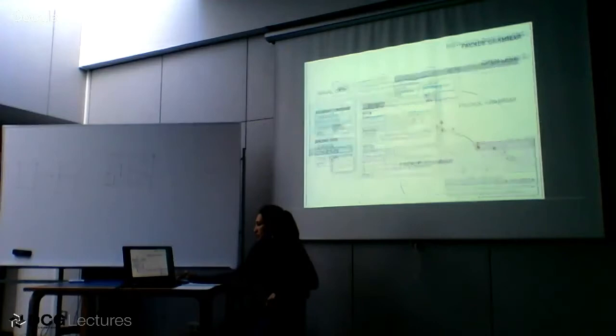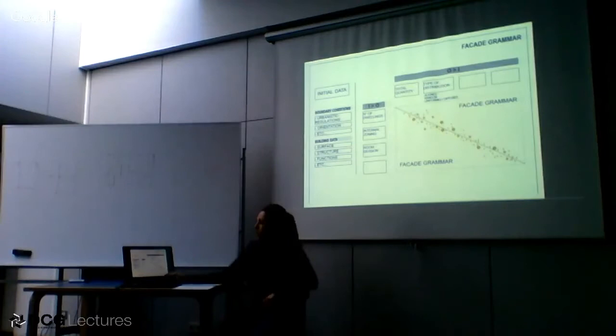So facade grammar will be the result of initial data that are both linked to boundary conditions that are external to the building, for example, urbanistic regulation, because to go out to the building, I need to follow the rules of the specific context, the orientation of the building, etc., together with the building data itself. And in this case, to simplify, the facade grammar will be the combination of the results coming from both approaches.